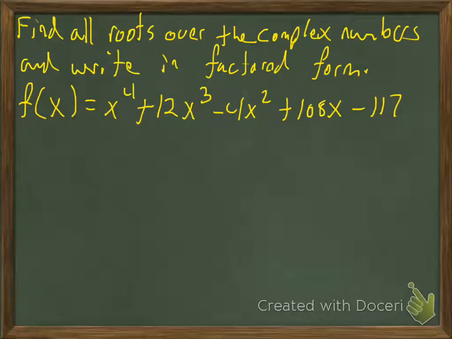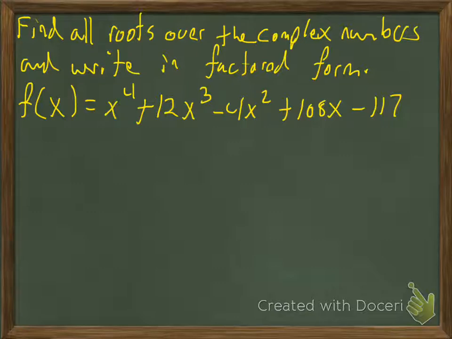All right, we're going to take a look at a question that we didn't have time for in class, and I'm going to make a short video of this. This question is asking us to find all roots over the complex numbers and write in factored form. So we've got a fourth degree polynomial, and since they say over the complex numbers, we may have some i's in there.